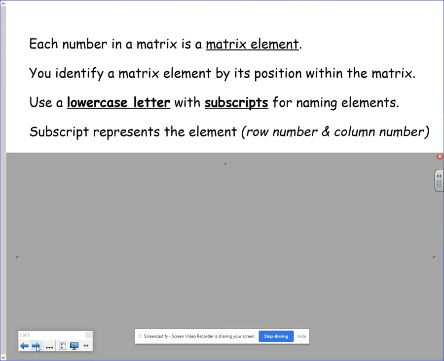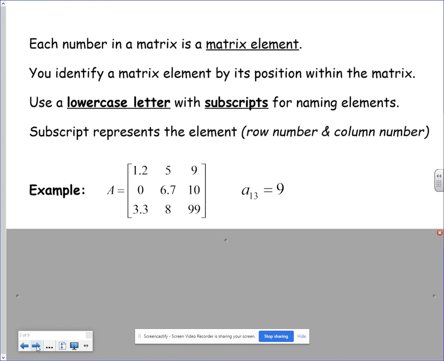Okay, each number in a matrix is called a matrix element. You can identify a matrix element by its position within the matrix. When you're talking about elements, we're going to use lowercase letters with subscripts for naming the elements. The subscript represents the row and the column that element is in. So let's look at an example here.